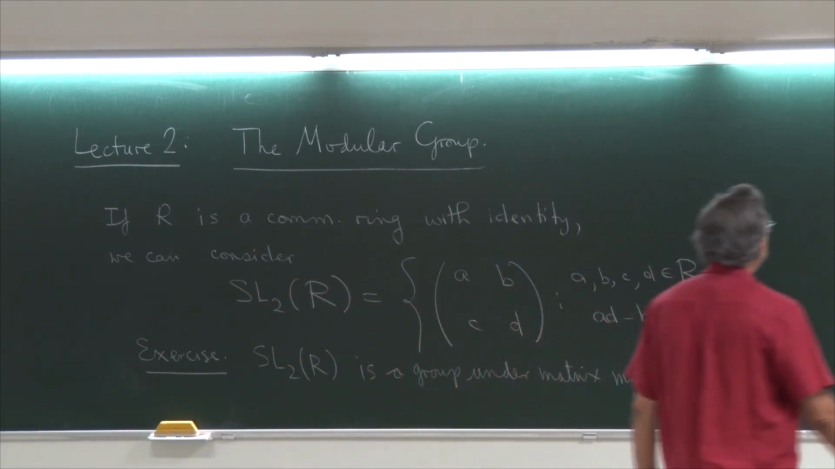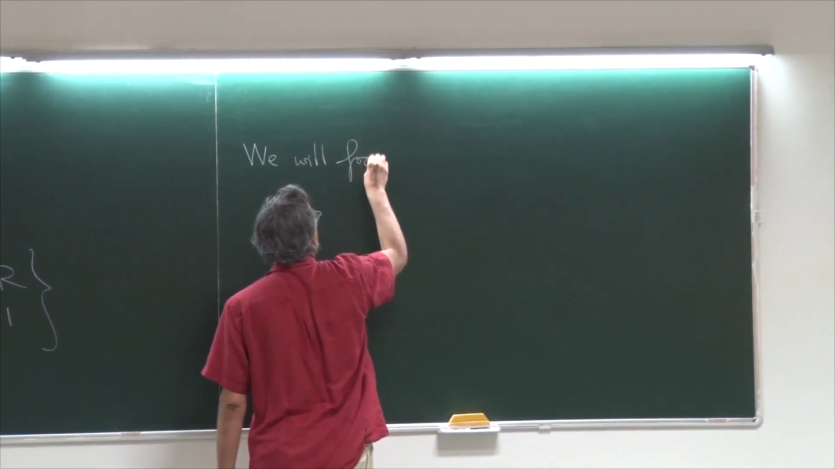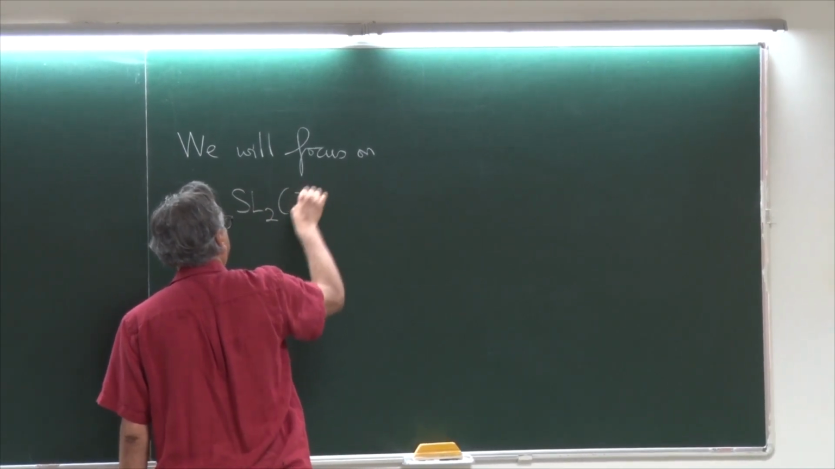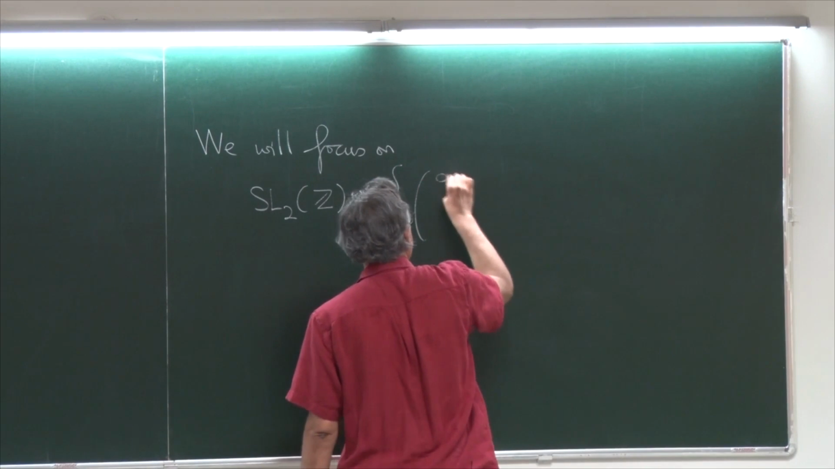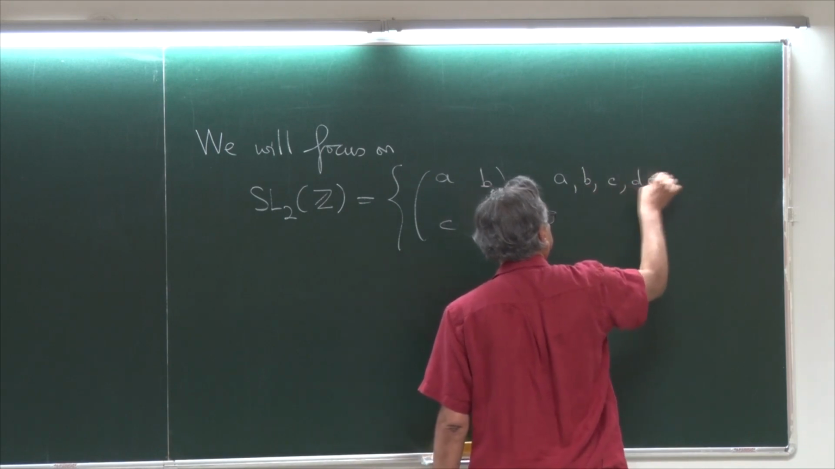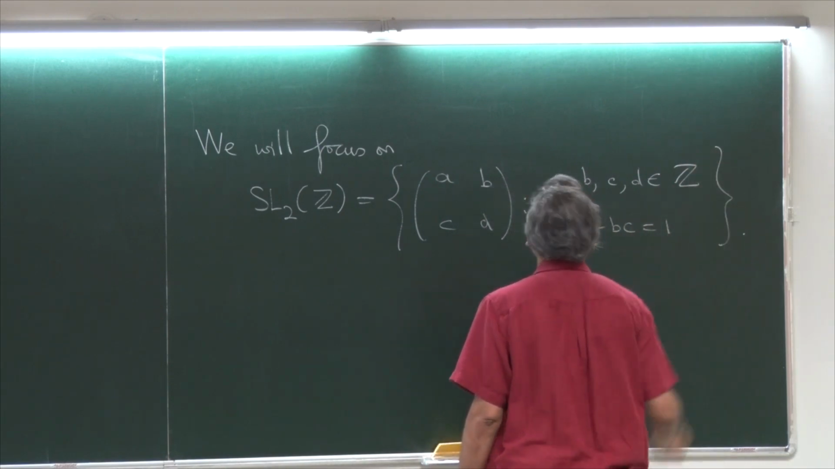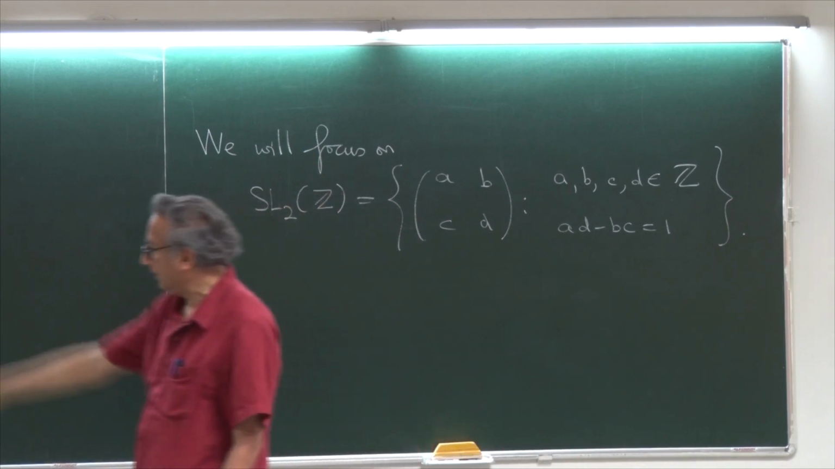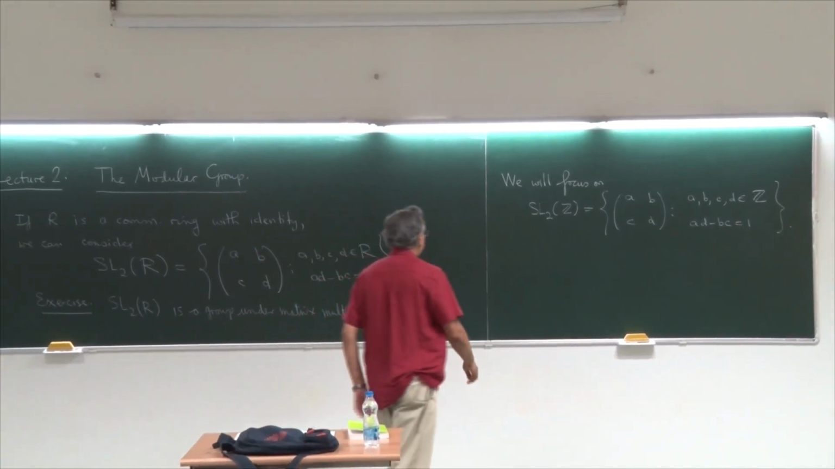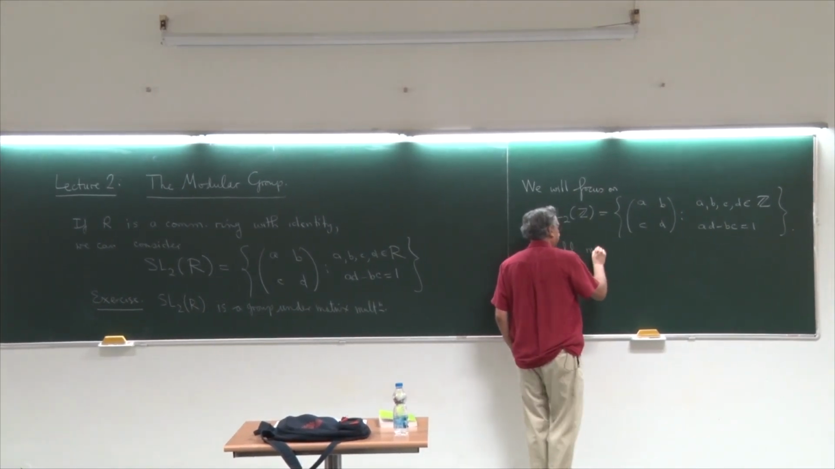In our context, we will focus on SL2Z, the collection of matrices A, B, C, D with A, B, C, D integers, and AD minus BC is 1. So this is a special construction applied to the ring R equals the ordinary integers. And this particular group is called the full modular group, or sometimes just the modular group.